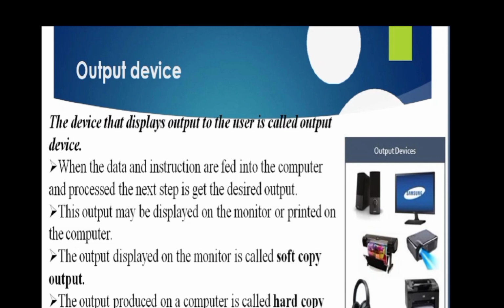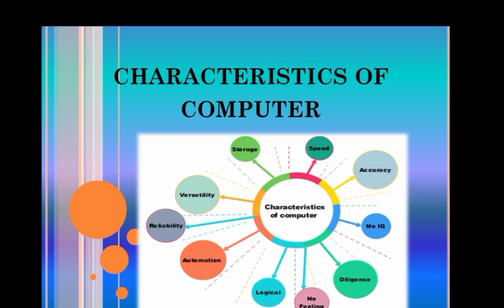The output displayed on the monitor is called the soft copy, and the output produced on paper is called the hard copy. Okay, the printout is called the hard copy, and the things that reside inside the computer, like a Word file, are in the form of soft copy.